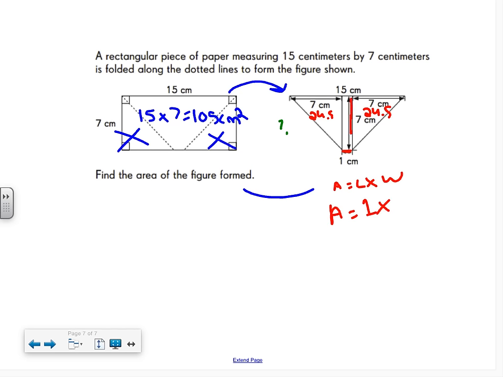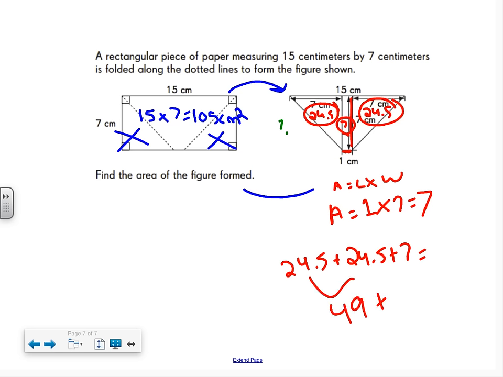If the width is 1, I can find the length. Well, right here, look, there's a line, there's 7. What's 7 times 1? 7. I know that this has to be 7. So this triangle is 24 and a half, this is 24 and a half, and this rectangle's area is 7. If I'm trying to figure out the whole thing, I can put all of them together. I know that these two together are 49, plus my 7 gets me to 56.